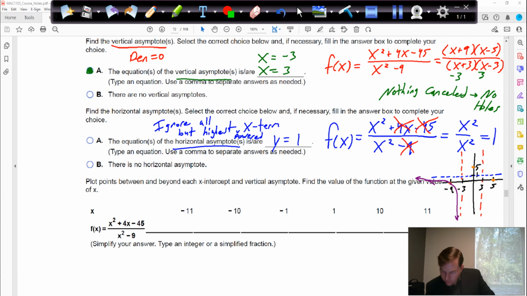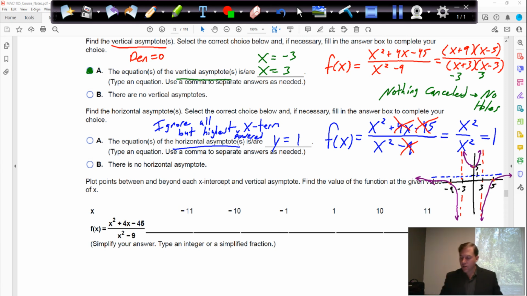Then it's going to flip up to the top, approach that red line, go through this 5, and then go back up towards that red line. Then it's going to flip and go towards this red line, up through the 5, and then it's going to go towards that blue line for big values of x.